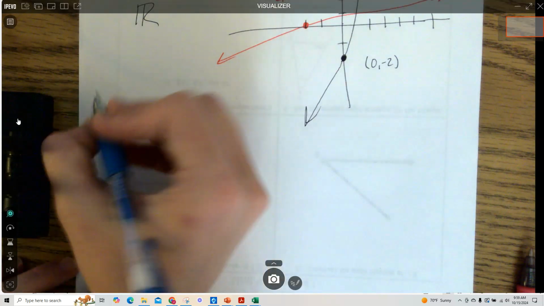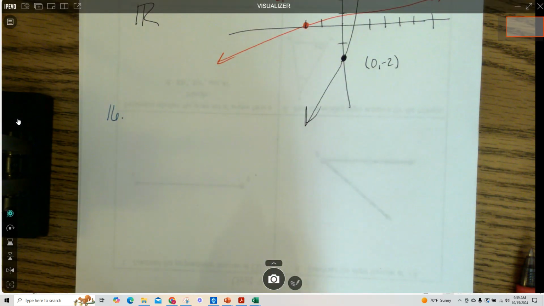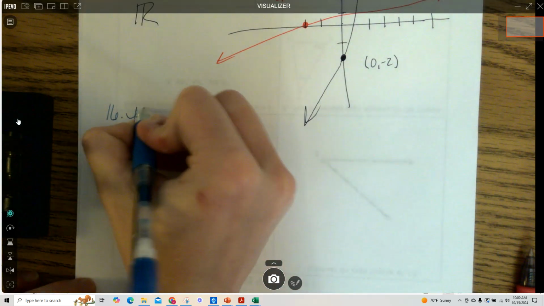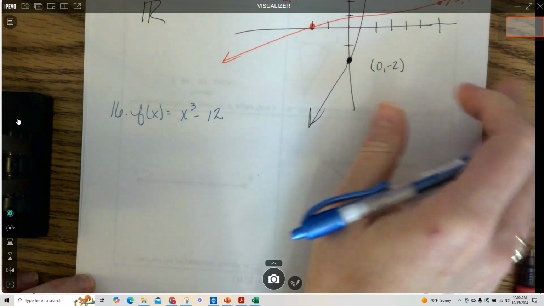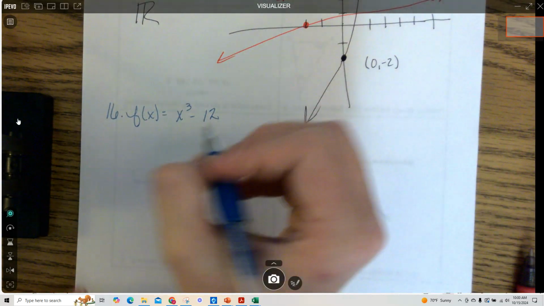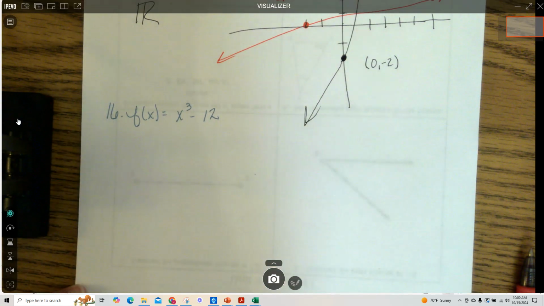All right, last one. 16. F of x equals x cubed minus 12. Complete parts A through C. And then find the equation f to the -1 of x. Okay. In graph, it's the same as last one. This one sucks, but we'll get through it.